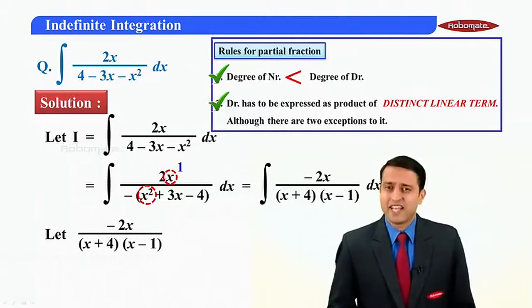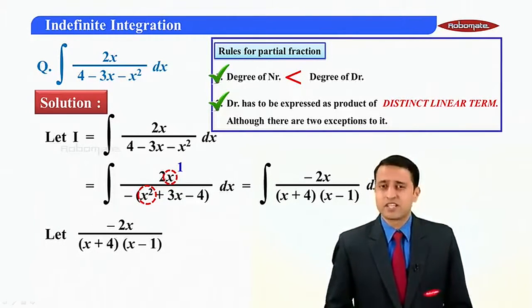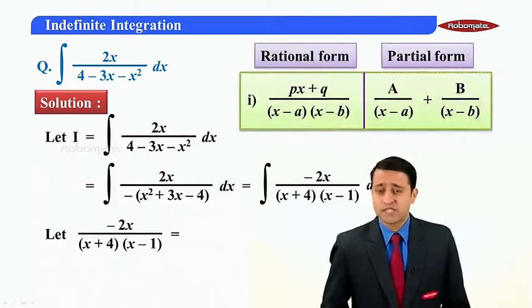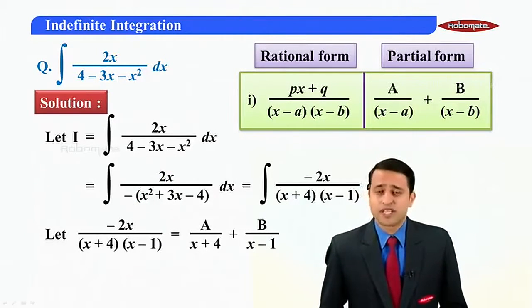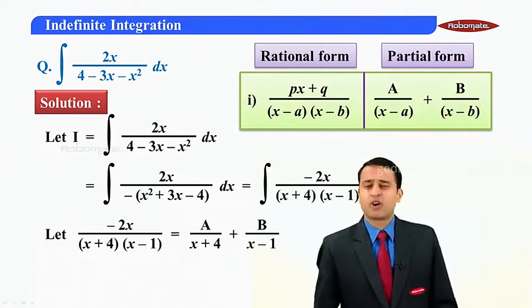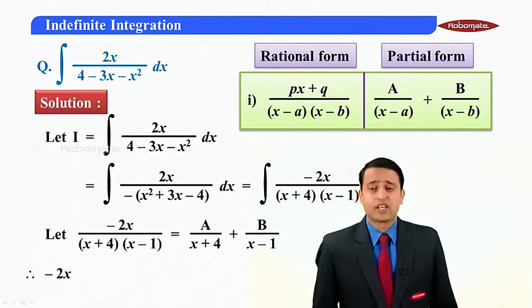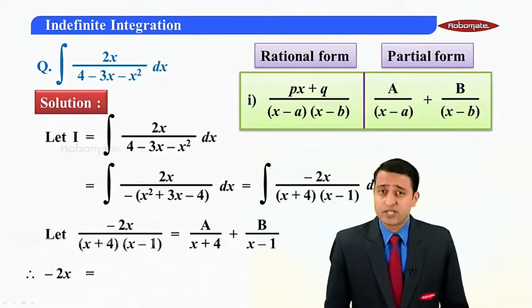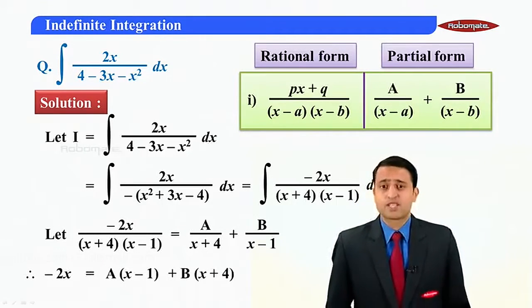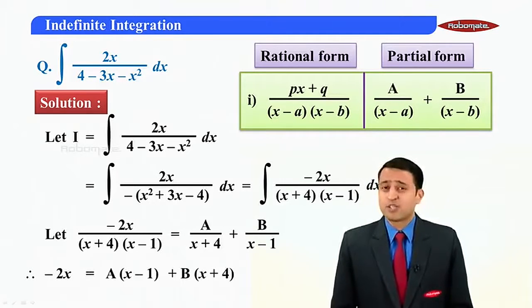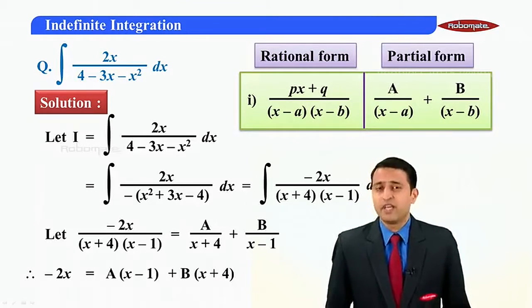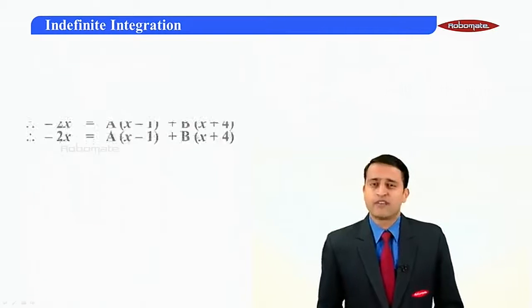So let's write in the next step, this LHS is equal to a upon x plus 4 plus b upon x minus 1, where a and b are constants which we need to find. Now my dear students, to find that, let's take LCM. So the left hand side will be only minus 2x and on the right hand side I'll get a into x minus 1 plus b into x plus 4. Our job, students, is to find the value of a and b. Let's see how to find the value of a and b.